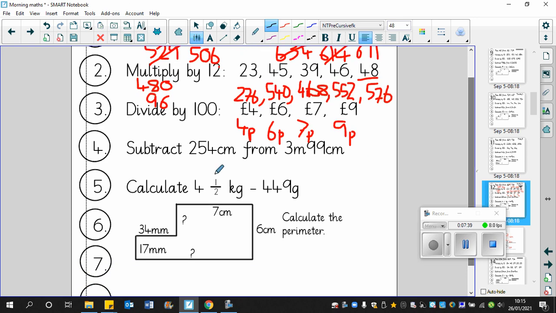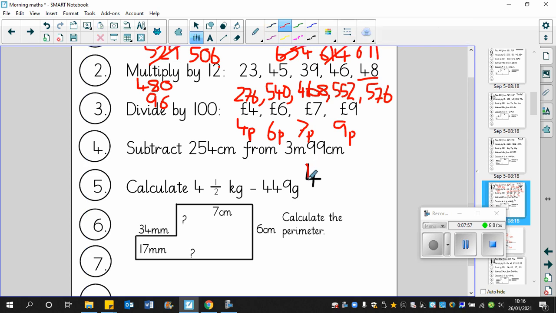And now question number 5. Calculate 4.5 kilograms minus 449 grams. Right, now 4 kilograms is 4,000 grams. I'm going to have to write this down. 4,000 grams. Okay.